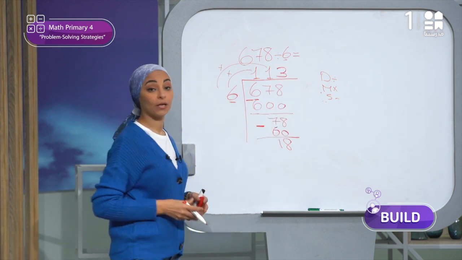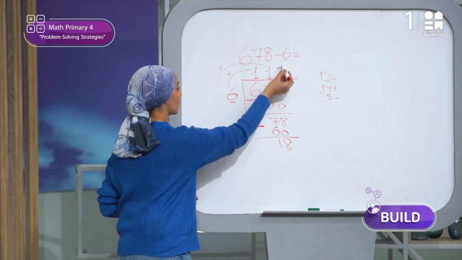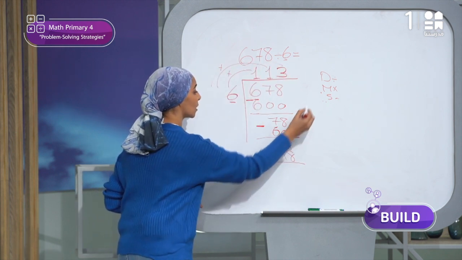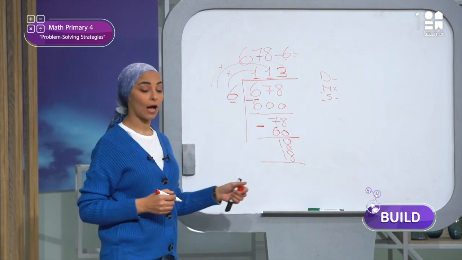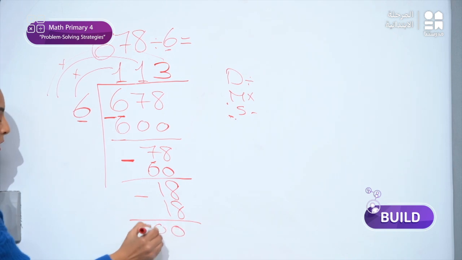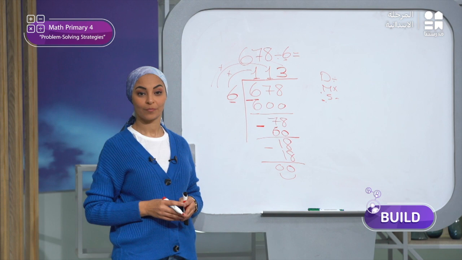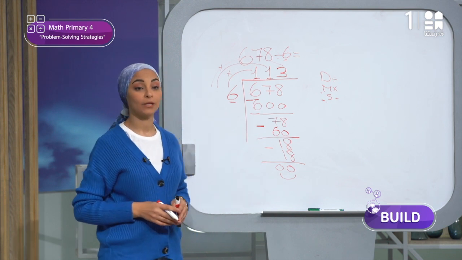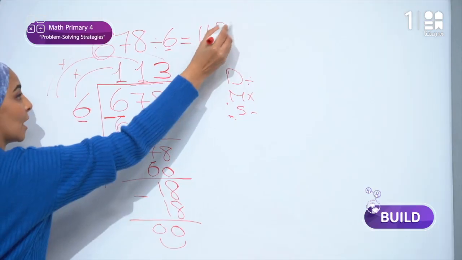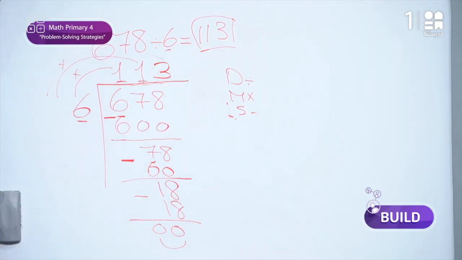Second step, I will multiply. 3 times 6 gives me 18. I'll put it here. The last step is subtraction. I will make 18 minus 18 equals 0. When I reach 0, I have finished all my problem. So the answer of this problem is what? It is 113, and I don't have any remainder.